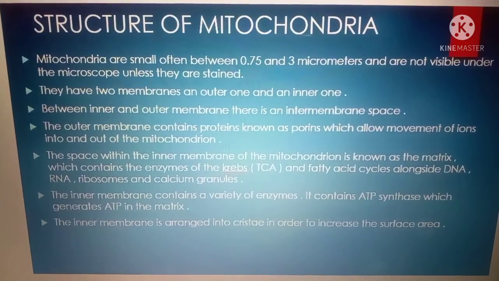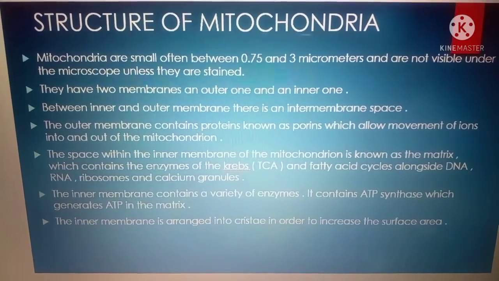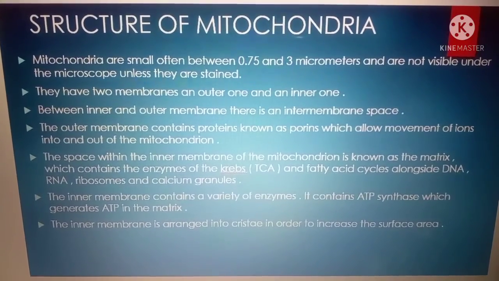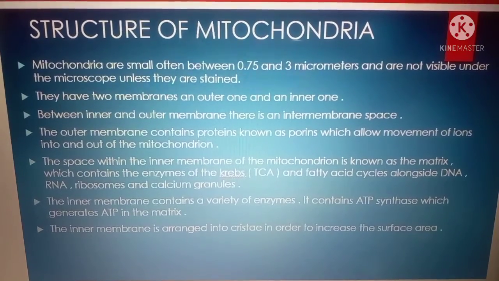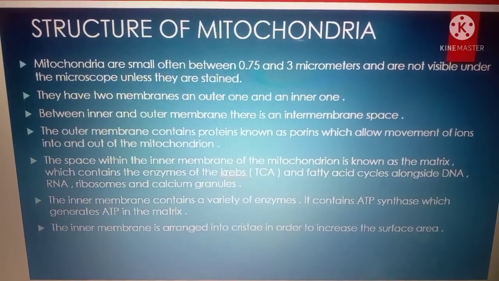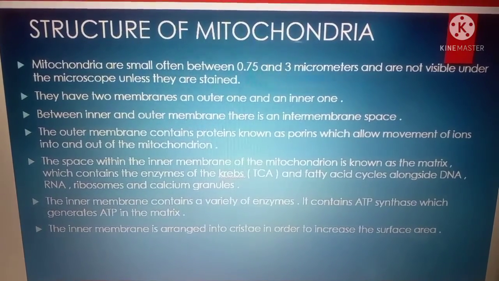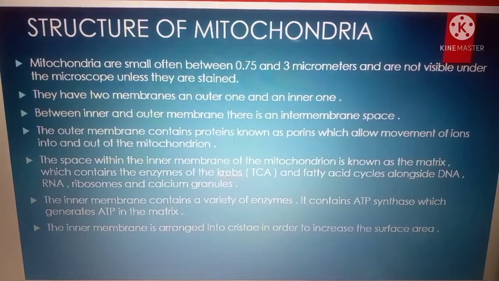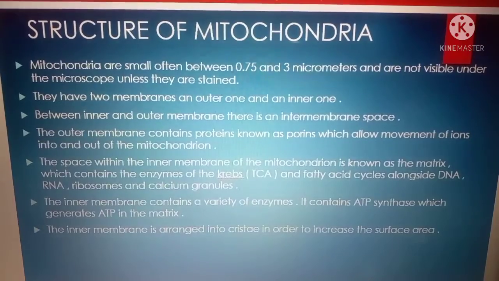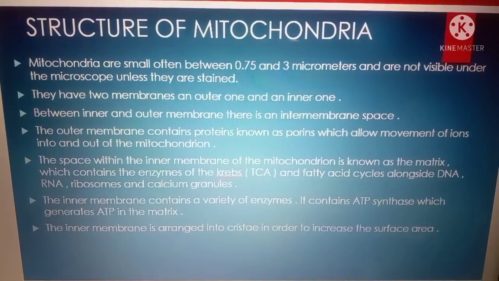The inner membrane contains a variety of enzymes. It contains ATP synthetase, which generates ATP in the matrix. So ATP is the most important part of the mitochondria. It is the adenosine triphosphate which contains energy. It synthesizes energy, and so mitochondria is called the powerhouse of the cell. The inner membrane is arranged into cristae in order to increase the surface area. So these are the structures of the mitochondria: outer membrane, intermembrane space, and the matrix which contains DNA, RNA, ribosomes, calcium granules and ATP. So this is the general structure.